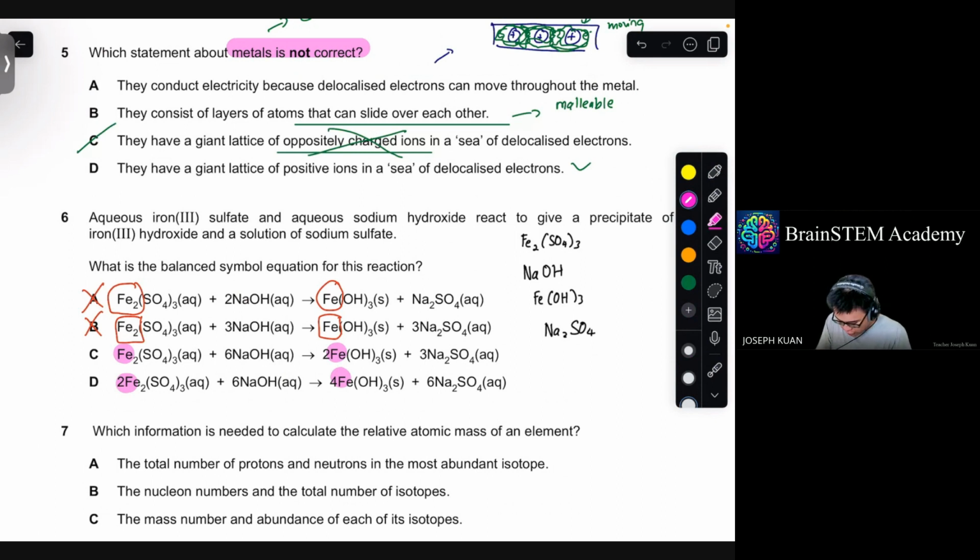So we have to focus on another element, which is you can focus on the sodium, which makes it easier for you to see. So if you look closely, there are 6 sodium ions on the left. So on the right-hand side, it should only have 6, not 12. So D is wrong. The answer is C.